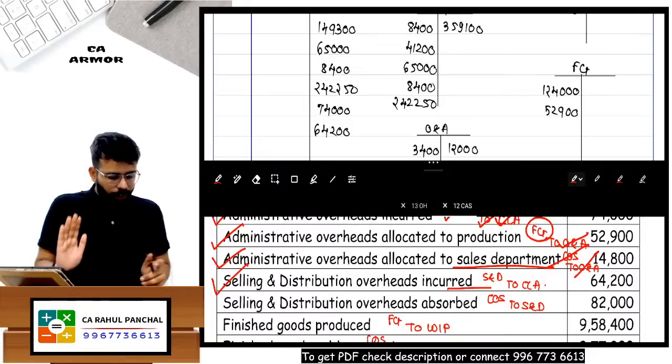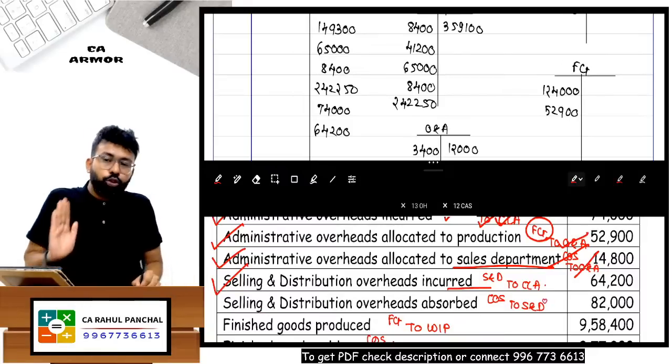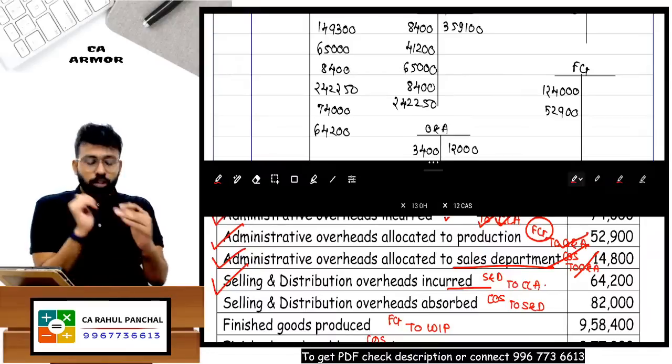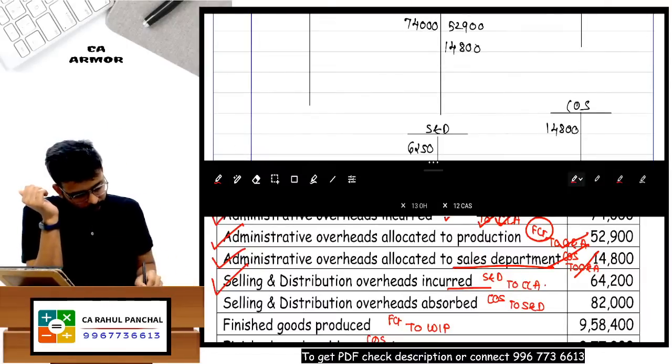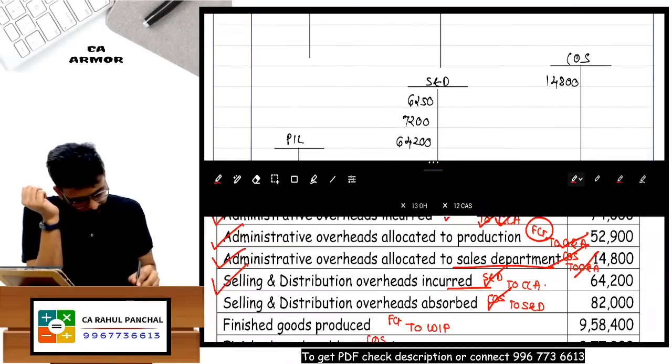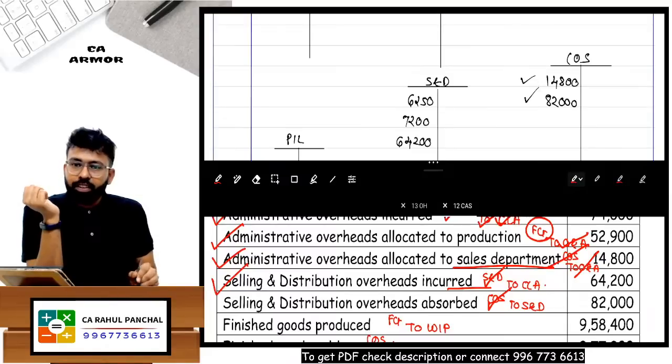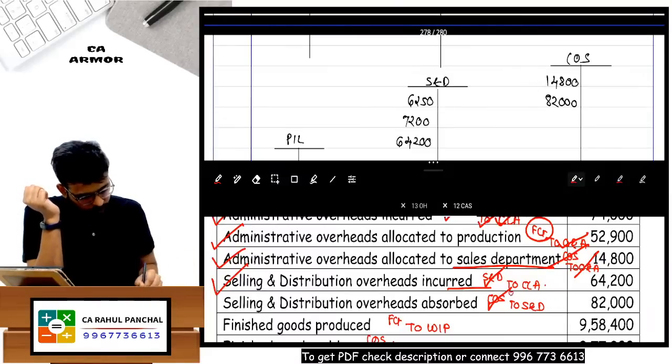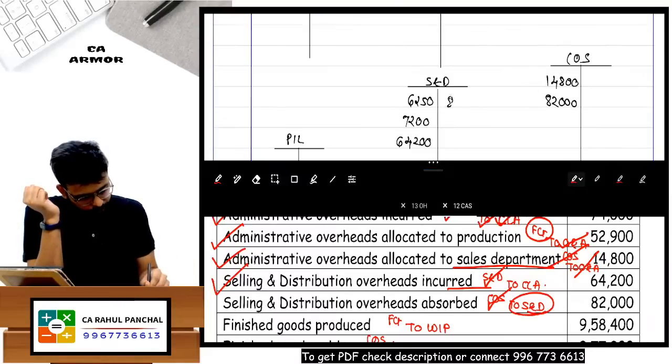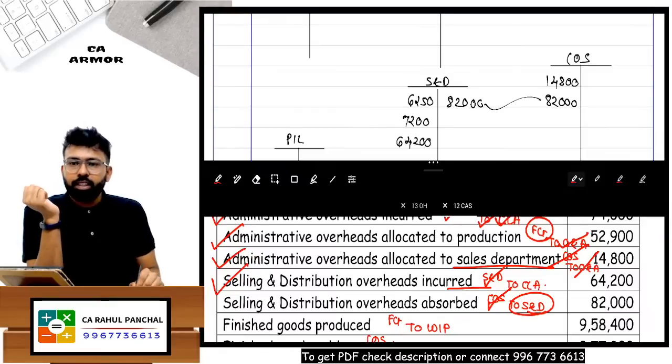Now, what are you going to do after that? Selling and distribution absorbed means you will charge it to the cost of sales. You will transfer it. So now S&D credit side, cost of sales debit side, you will add 82,000. So two costs we have written. This one is for office, this one was for selling and distribution. Selling and distribution credit side 82,000. It has been transferred there.